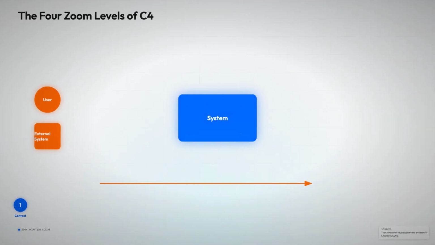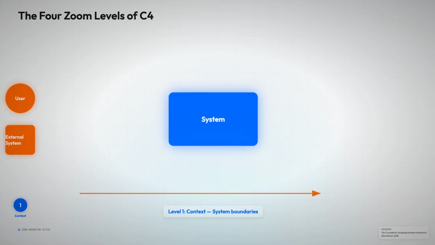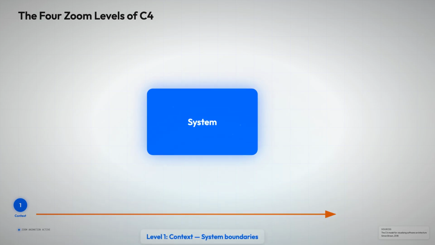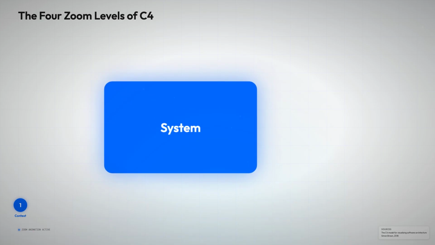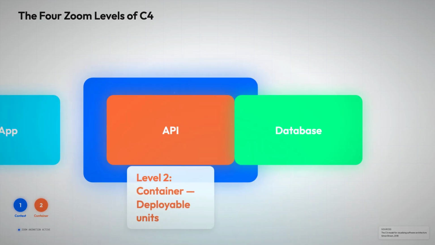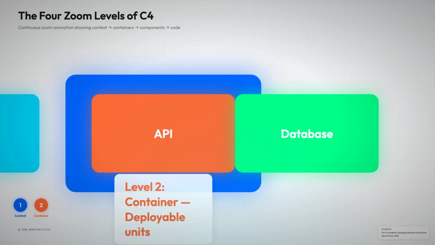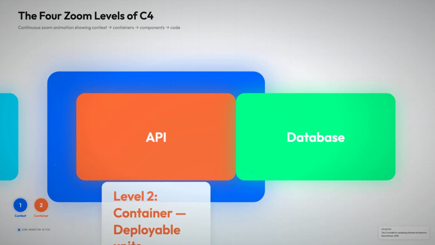Level 1: Context. Your system as a single box, interacting with users and external systems. No internal details. It answers what the system does and who uses it. Non-technical stakeholders get this. A new engineer should understand it in 2 minutes.